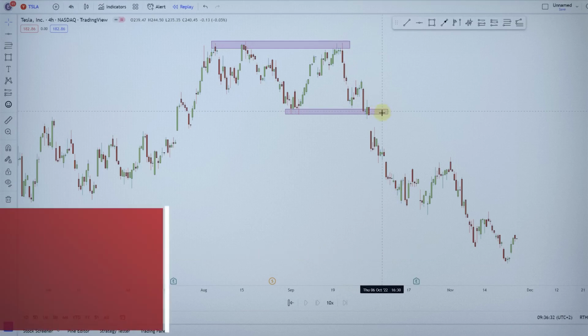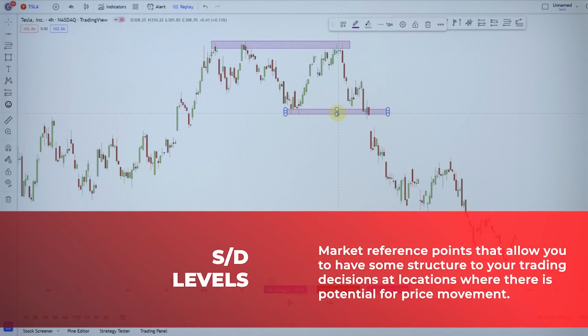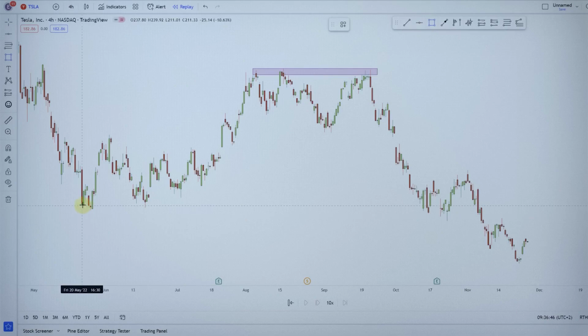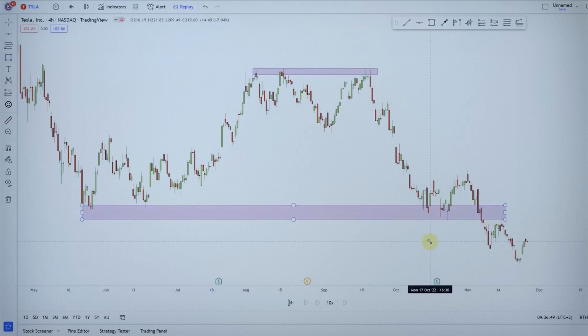From now on, consider support and resistance levels as market reference points that allow you to have some structure to your trading decisions at locations where there is potential for price movement. Once you've determined support and resistance zones that you will keep an eye on, the next stage is to watch for signs that the level will either hold or fail. That's it.